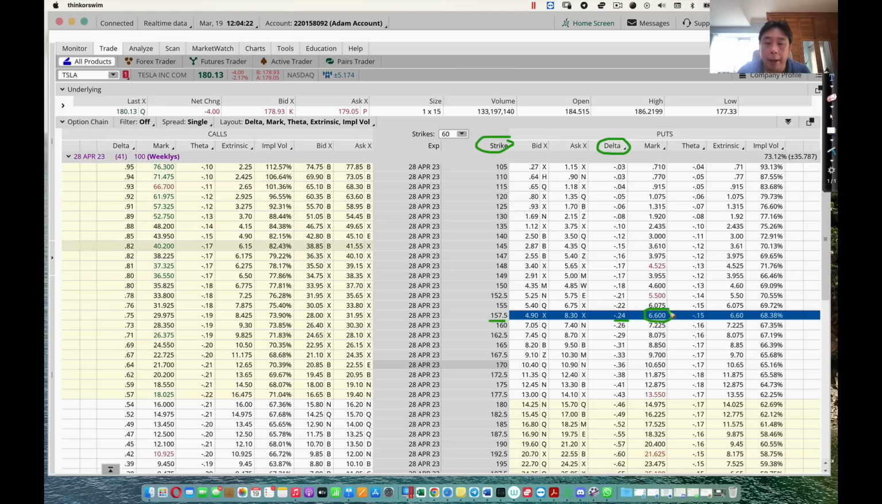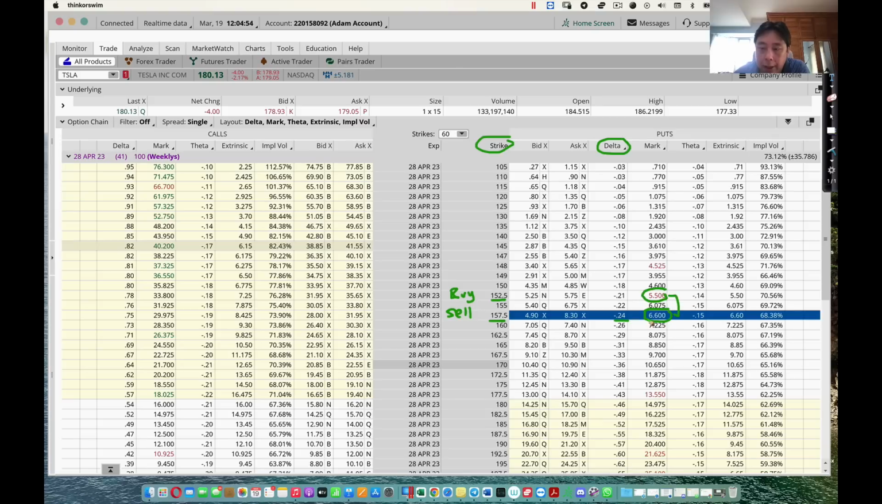Okay, but to hedge it, I have to buy another option below that. And usually I choose about a $5 distance. So what's $5 below 157.5? Is 152.5, right? Which is this guy. Okay, so let me write this down. I'm going to sell this put option and collect $6.60. And I'm going to buy the 152.5. And by buying this, I have to pay $5.50.